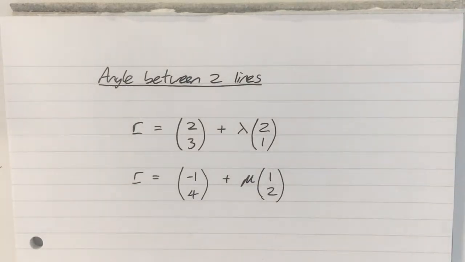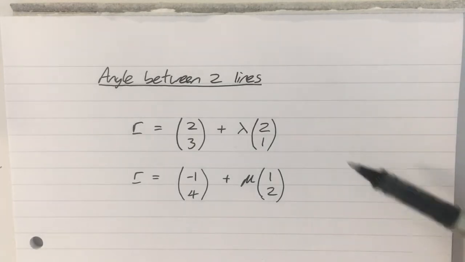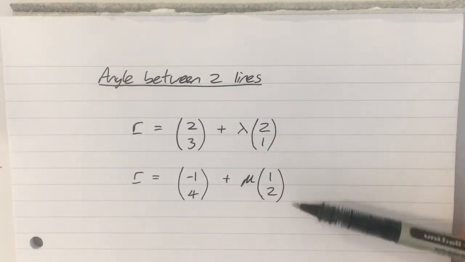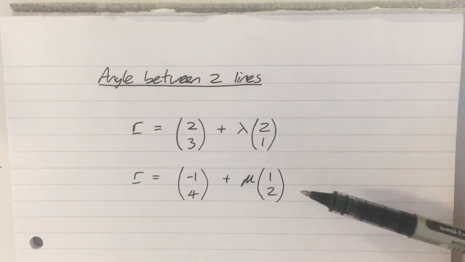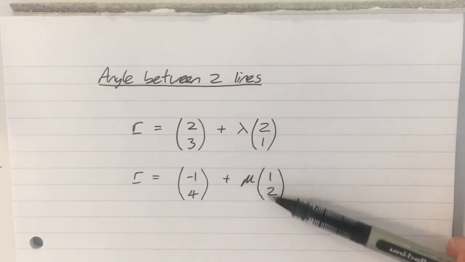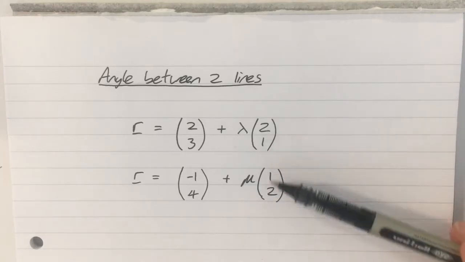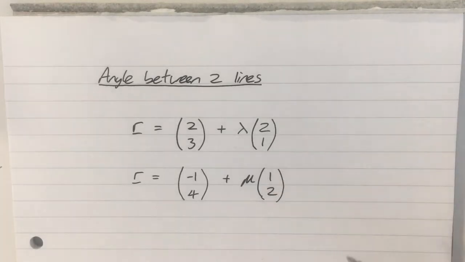Sometimes you'll be asked to find the angle between two lines. So we're going to do a two-dimensional example first, and then a three-dimensional example. Of course, lines don't always intersect in three-dimensional space, so you'll only be asked about the angle between two lines if they actually intersect. In two-dimensional space, two lines will always intersect as long as the gradient is not the same. In this case, the gradient is not the same because the two direction vectors are different. Therefore, these two lines will intersect at exactly one point somewhere.